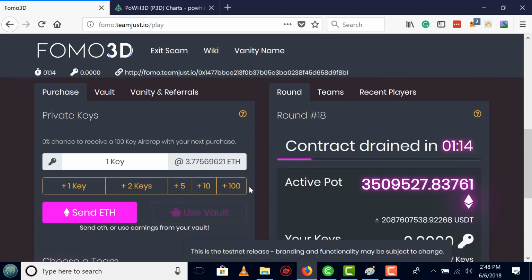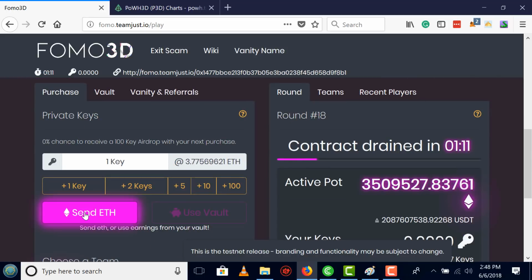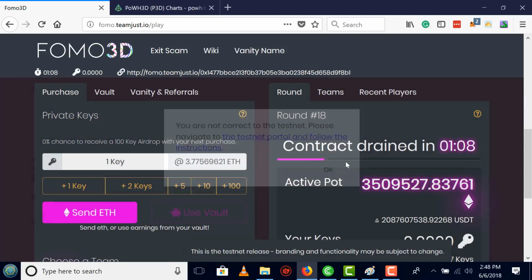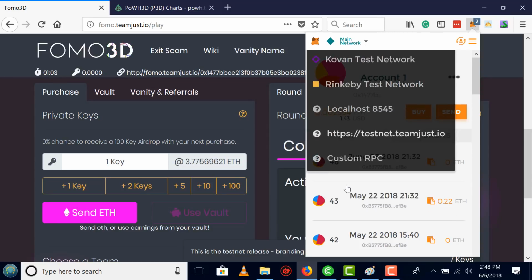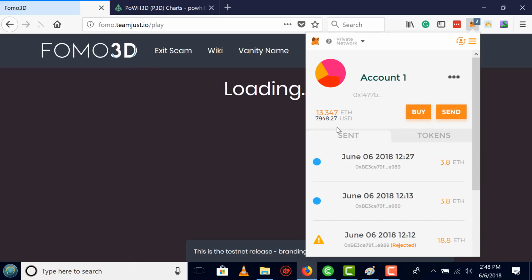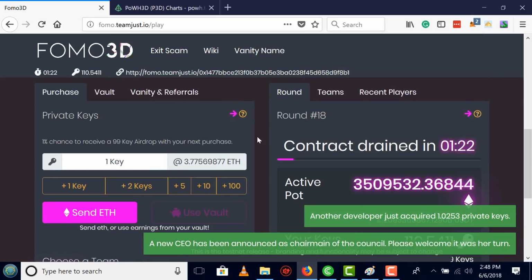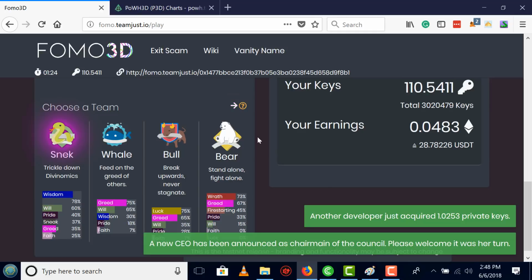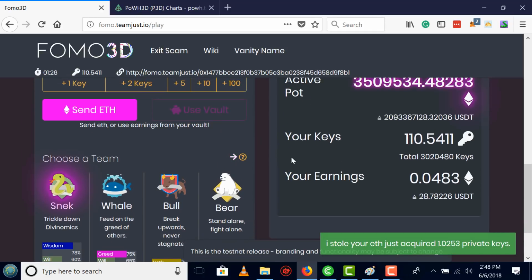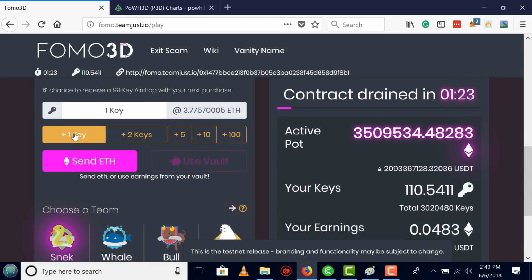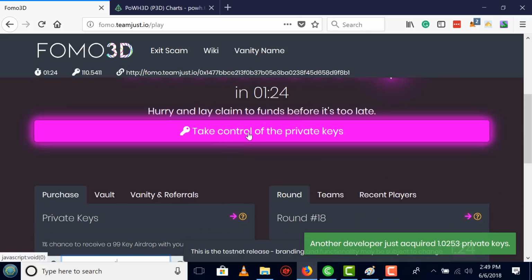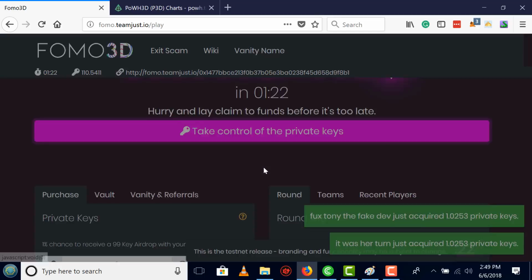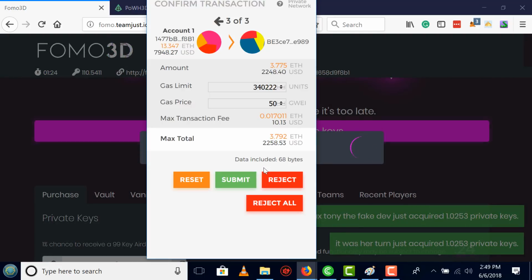So right now, I don't think I have any ETH. I'm not connected to the test net. Hold on. Let me connect to the test net. Let's see if I got any ETH. I got 13 ETH here. Okay. So, this is still running. So I have 110 keys. I've already bought keys. If I buy a key, basically I'm going to take control right here.